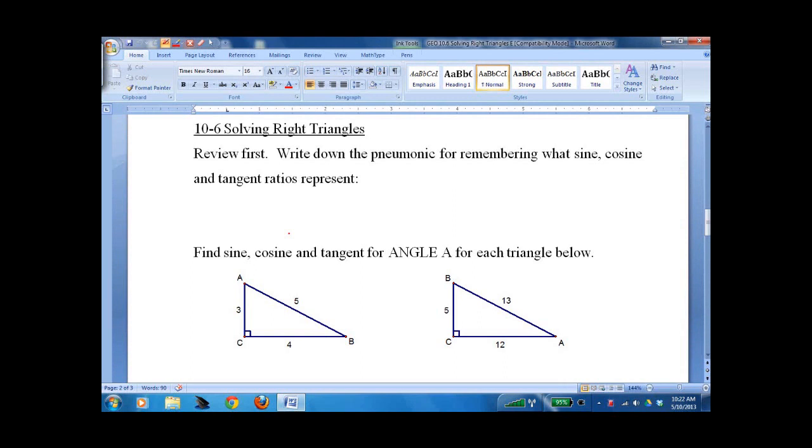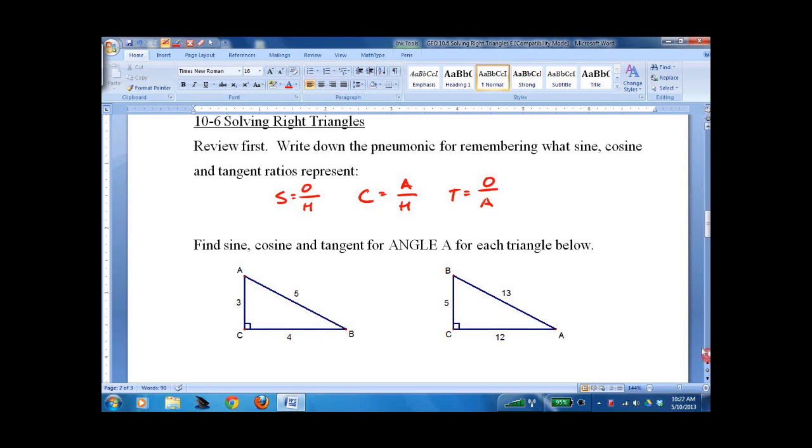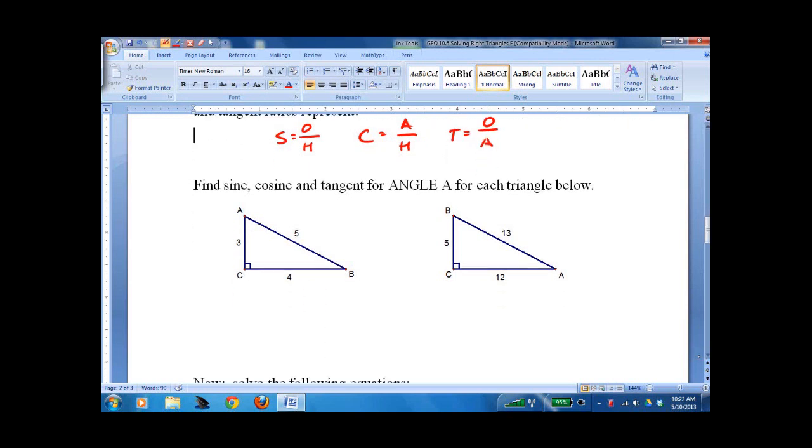Lesson 10.6, solving right triangles. Now, before we do that, let's review. Let's write down SOHCAHTOA, and I always write it down like this. We'll find that very handy going forward. So we need angle A, that's this one.